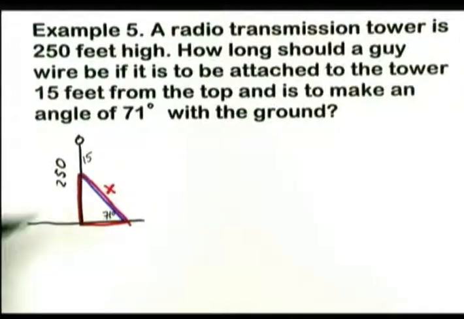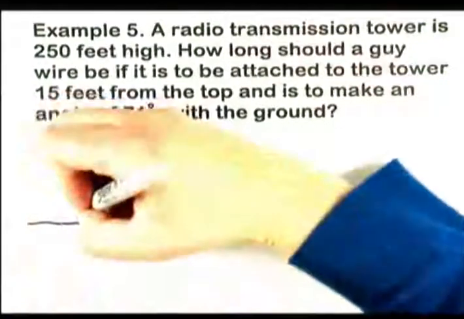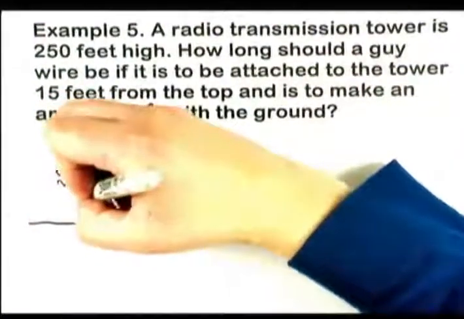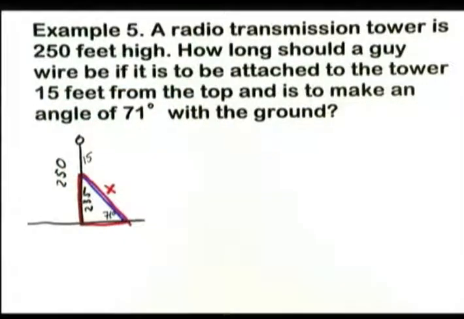And we can calculate this value. It's nothing else but the whole tower, 250, minus 15. So 250 minus 15 is 235. So this side is 235. Regarding the angle, this side is opposite the right angle, so it's hypotenuse. This side regarding my angle is nothing else but opposite.